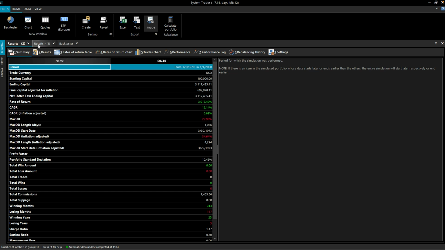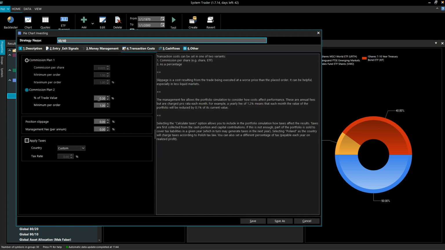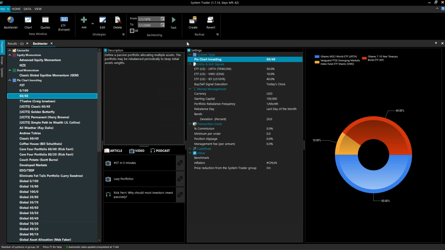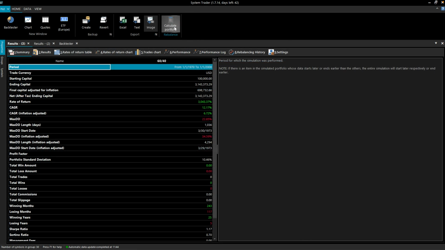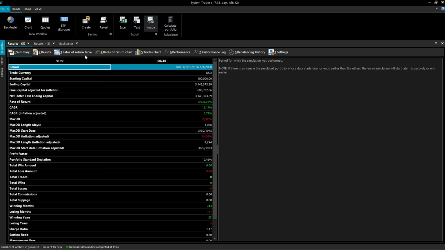So now let's compare it to a portfolio in which we wouldn't pay any commissions. So let's put 0 here and save it and run the simulation again. And now we can see that in our total commissions field, we have 0 because we haven't paid any commissions. But is it really so important when we are talking about commissions? Look, here the CAGR is 12.14. And without commissions, it's 12.17. So the difference is really not that big.